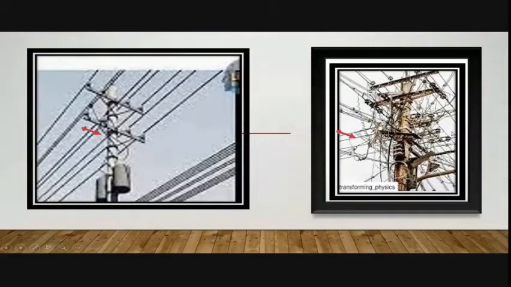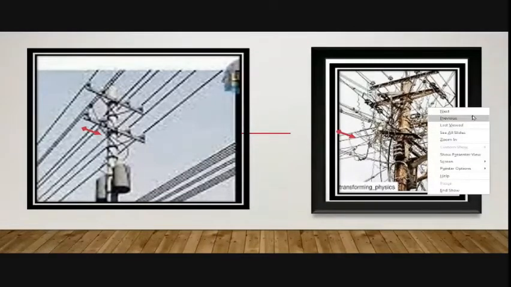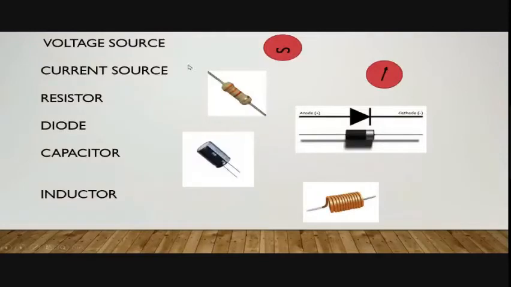So to simplify these things, a person called Thevenin developed a theorem. Just like you have theorems in maths, in the same way you have theorems in physics also. And so he developed a theorem, and that theorem is called Thevenin's theorem. Okay. So before we go to Thevenin's theorem, let us see what are the important parts of an electrical network.